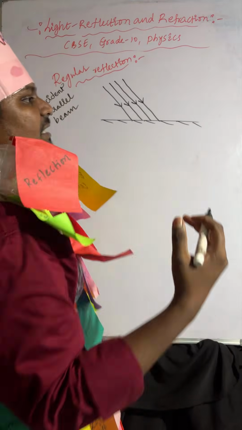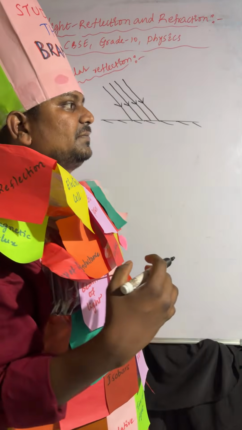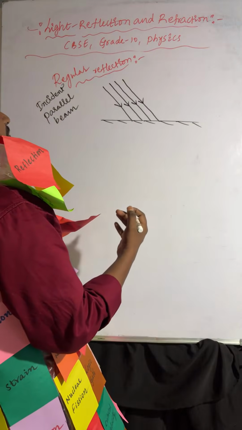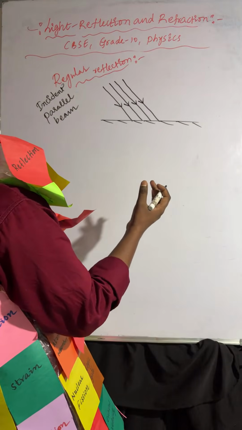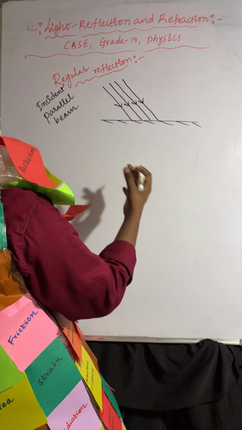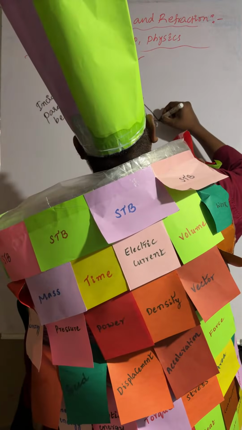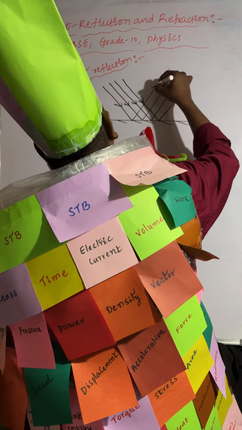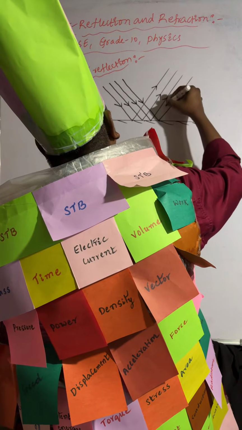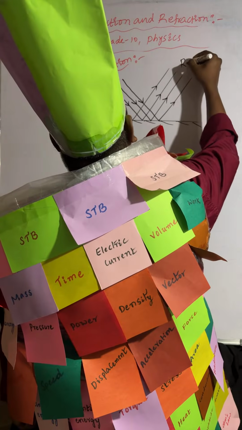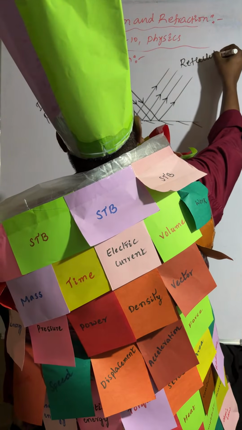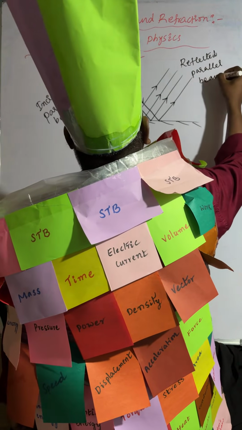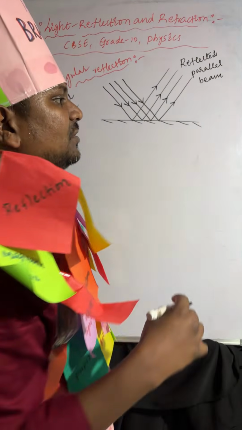And the reflected light rays are also parallel to each other. A number of light rays together is called a beam. If those are parallel to each other, parallel light rays, so it is a parallel beam, an incident parallel beam. Next, the reflected light rays are also parallel to each other. Understood or not? Reflected parallel beam. A single light ray is called a ray.